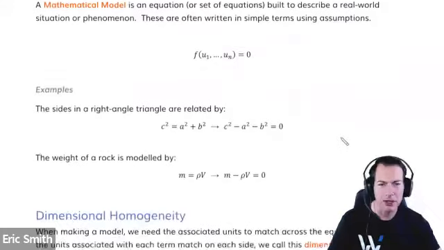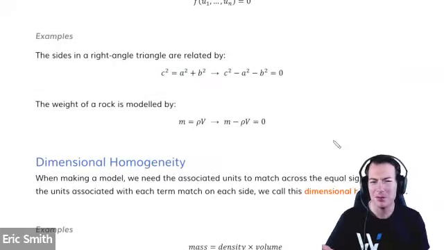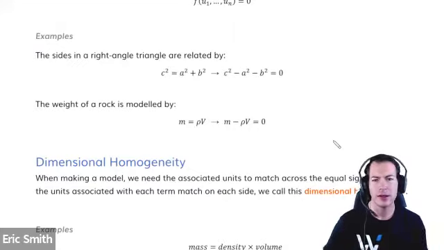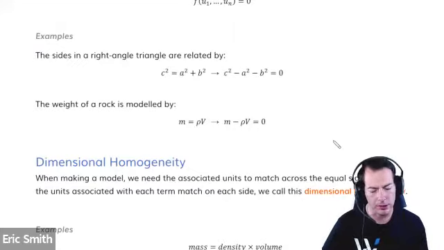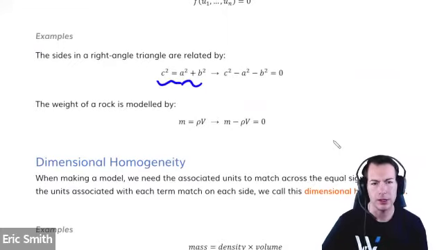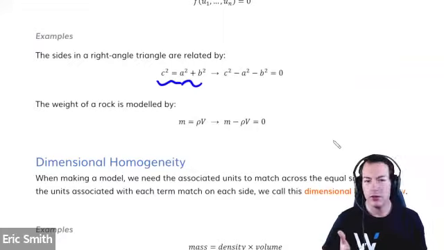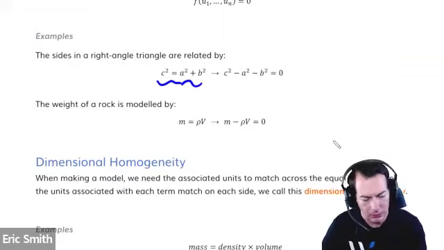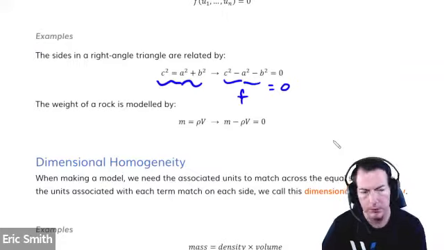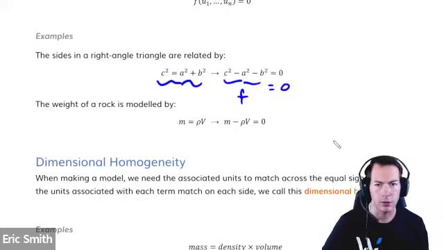Here are a couple of quick examples to kind of wrap your head around what I mean by these models. Maybe I'm trying to describe how the sides of a right triangle are connected to each other. And of course, we have a really good relationship for that. We have the Pythagorean theorem. If I want to shift everything over to one side and get it equal to zero, I can. This would essentially be my function set equal to zero, and it would be my mathematical model that I could use.